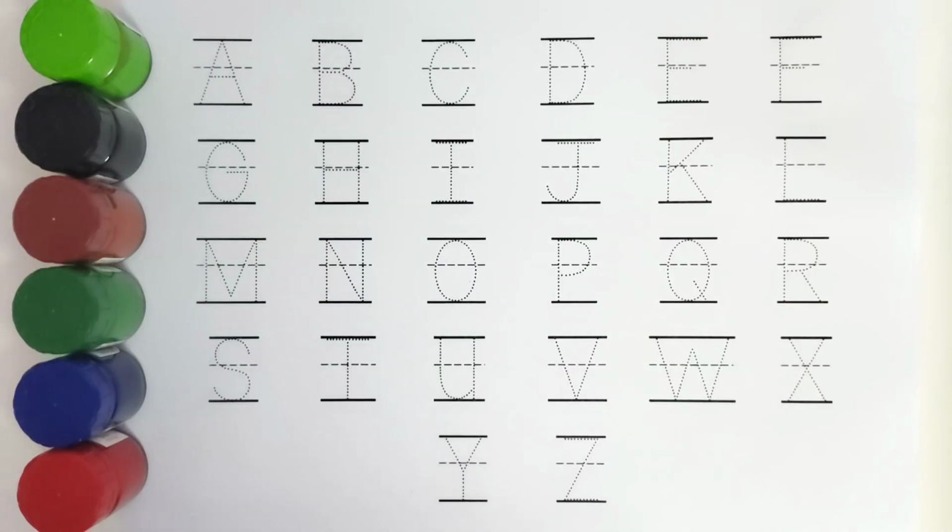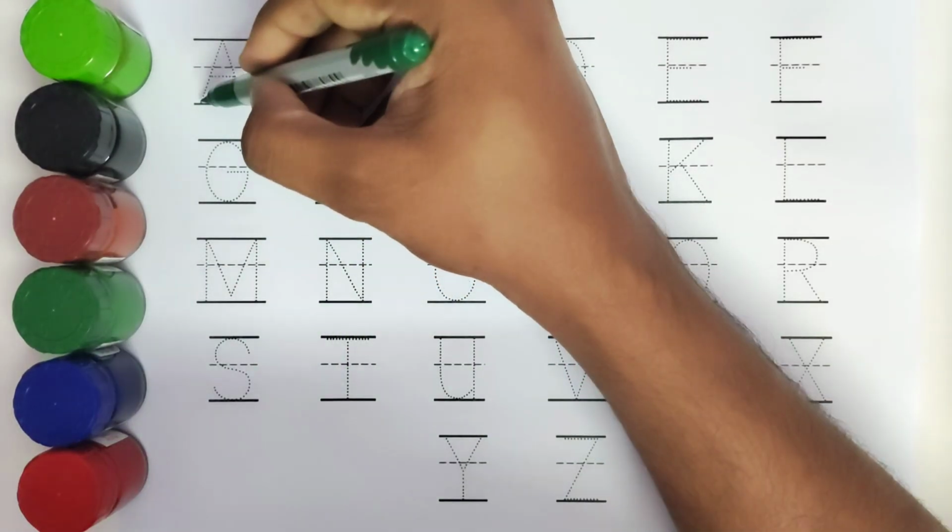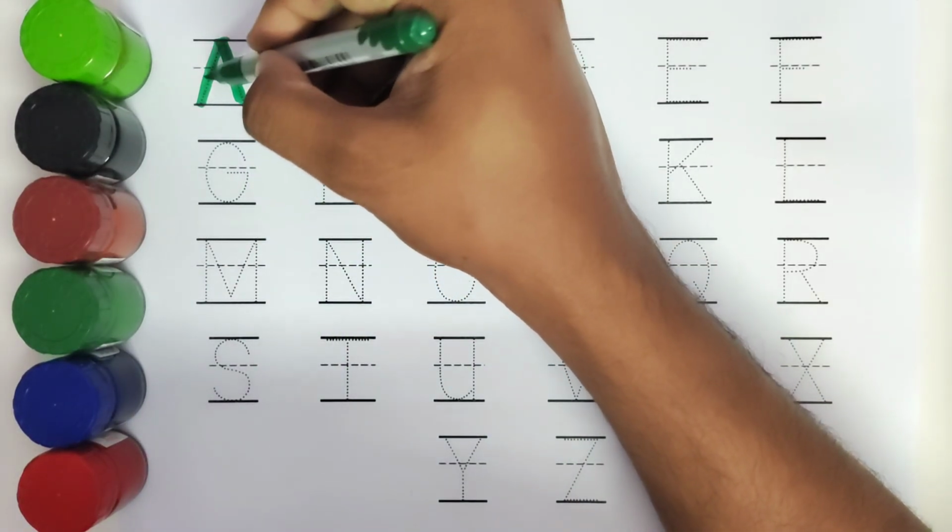Today we are going to learn alphabets. We will be tracing from A to Z with different colors. Let us get started. This is A. A for apple.